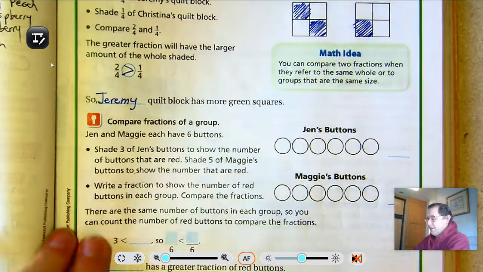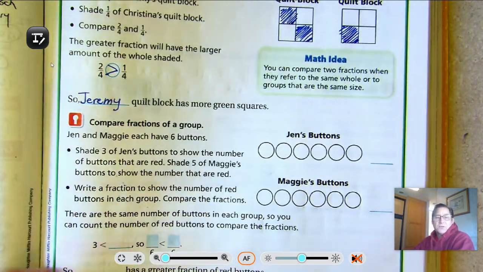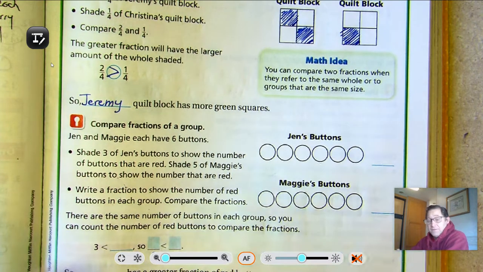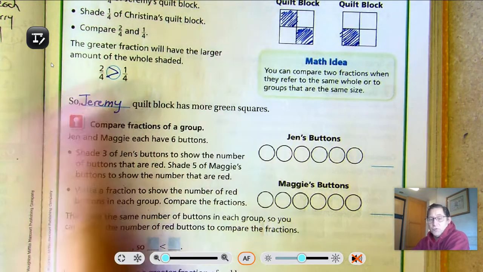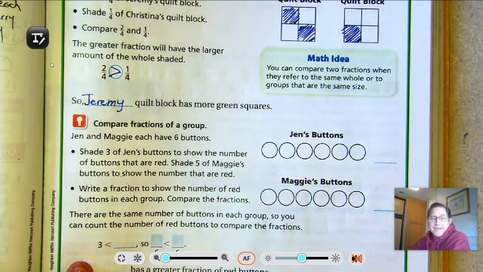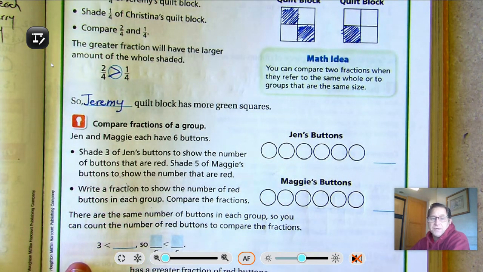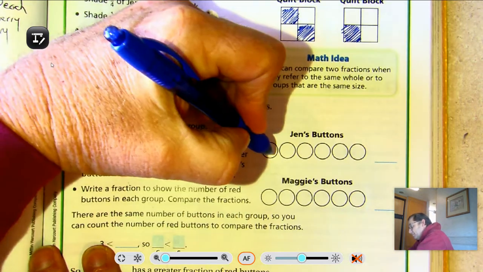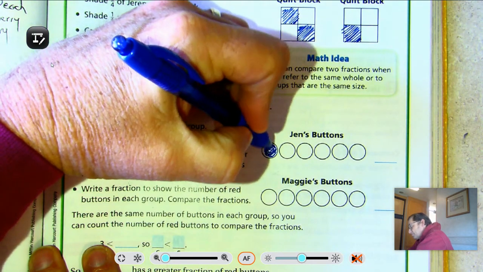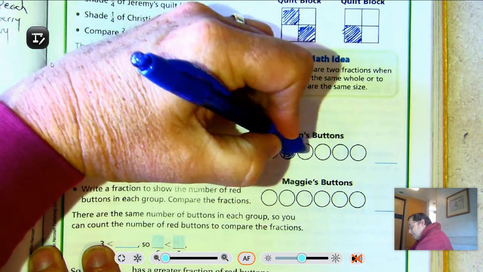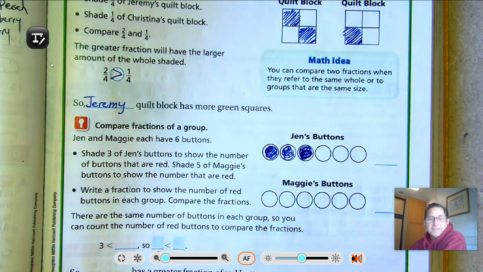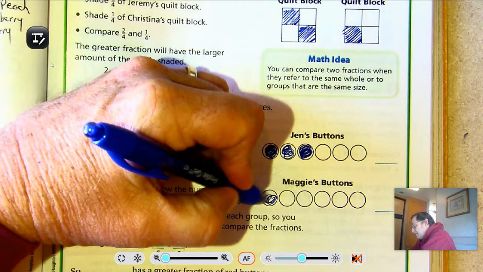Okay, we can also compare fractions of a group. So let's look at this one. Jen and Maggie each have 6 buttons. So they have the same number of buttons in their groups. Okay, shade 3 of Jen's buttons to show the number of buttons that are red. Shade 5 of Maggie's buttons to show the number that are red. All right, so it told us shade 3 of Jen's, shade 5 of Maggie's.